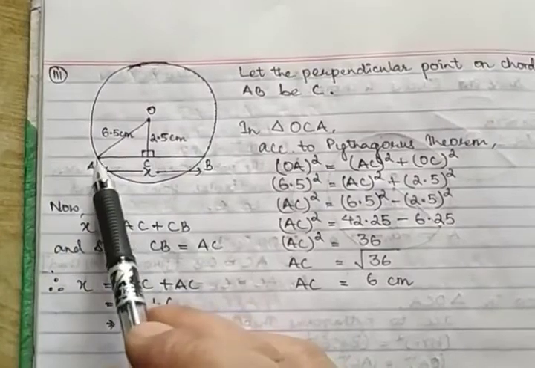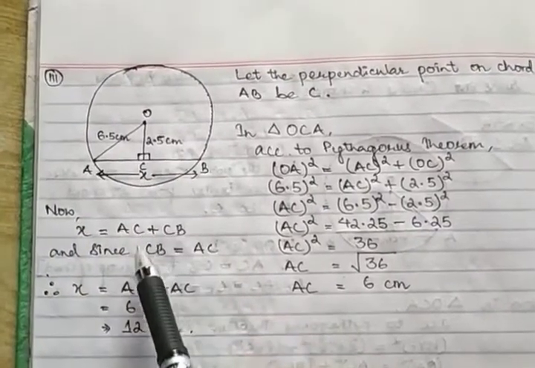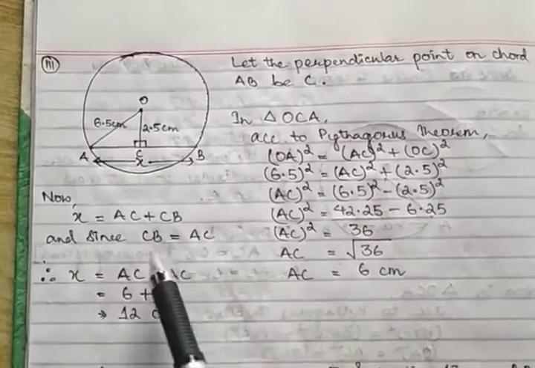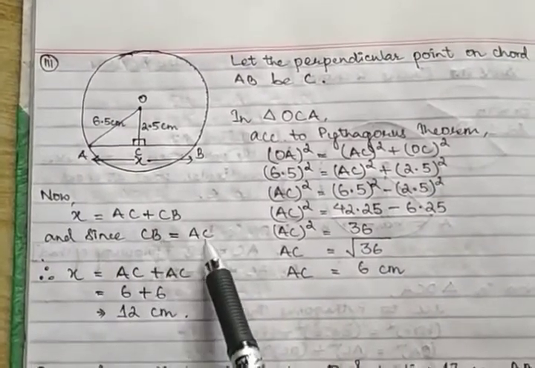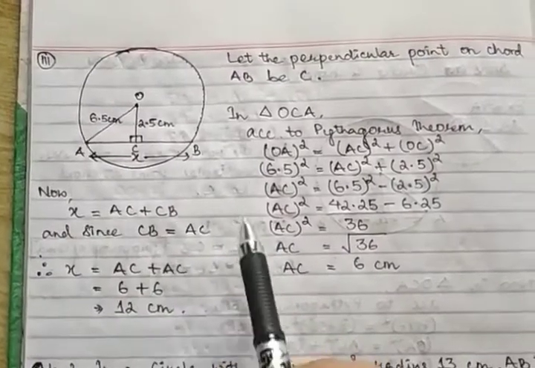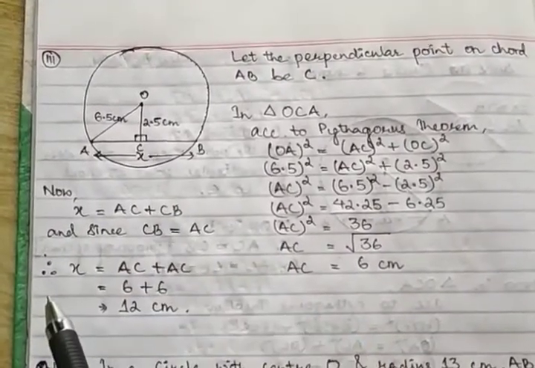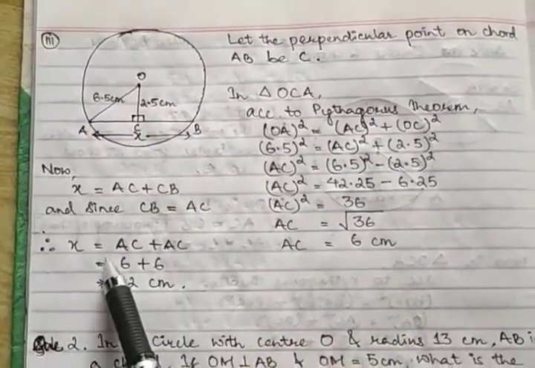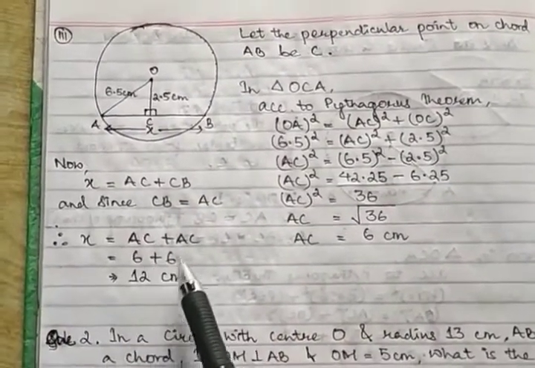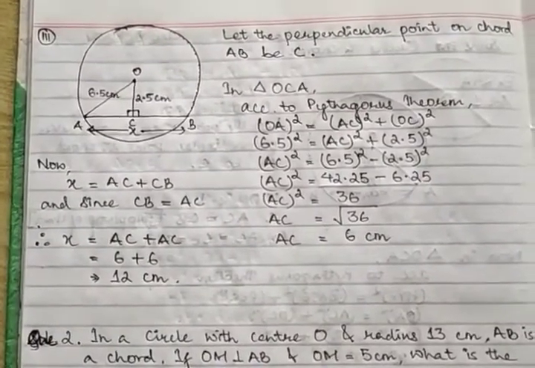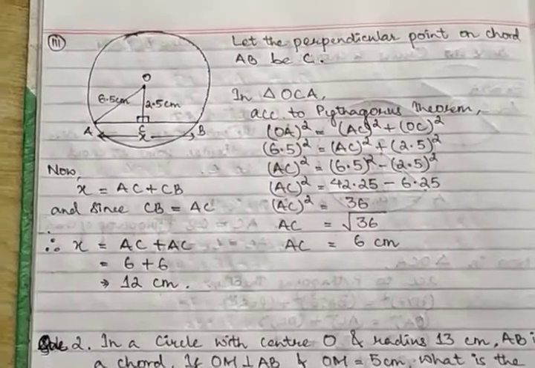Now what we know is AC equals CB, isn't it? Now say X equals AC plus CB, and since CB equals AC, why so? Because of the property of the chord, perpendicular. So therefore X equals AC plus AC, that is 6 plus 6, and we have X, the value of the length of the chord, as 12 centimeter. Okay.